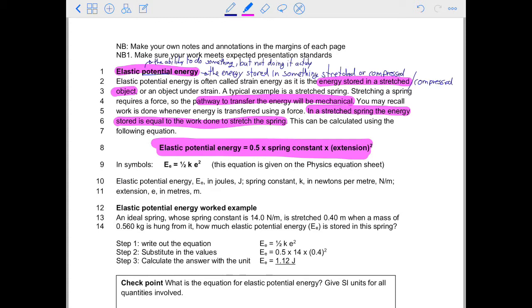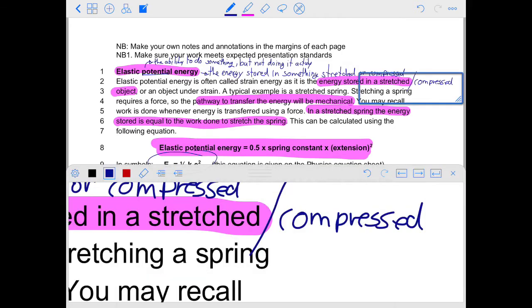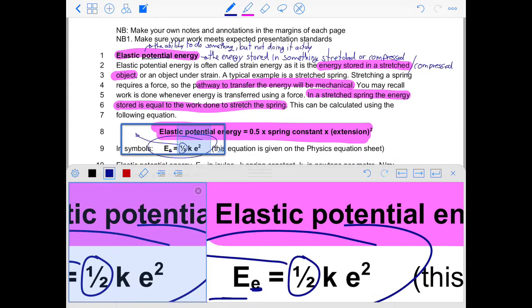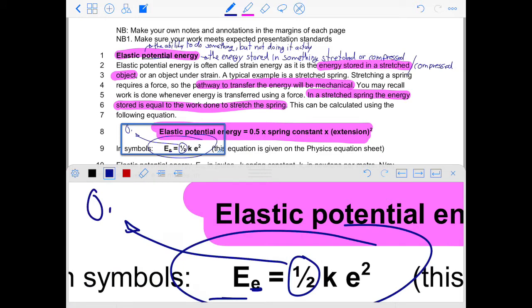All right, because it will only be given to you as the symbols like this, so you need to know what those symbols mean. So the big E is for energy. The small e is for the fact that it is elastic energy. So the elastic potential energy. 1/2, we know from maths, is the same as 0.5 in decimal. So when you put 1/2 into your calculator, 1/2 is the same as 0.5. So that's how you can do that.